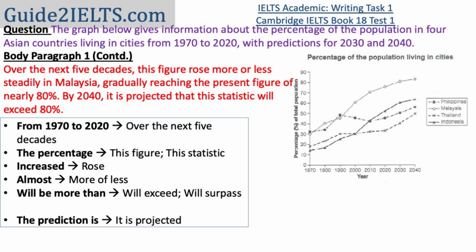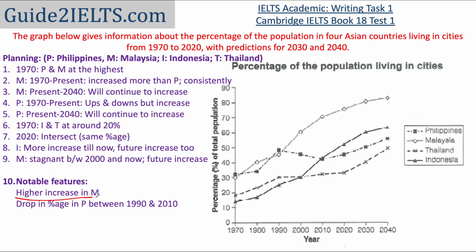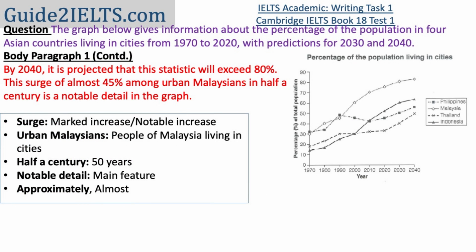Make a note of words such as figure and statistic. Instead of using synonyms of percentage, which do not work in this context, words like figure and statistic are better, and these can be used in any graph question of Writing Task 1 Academic. Also, if we look at the line of Malaysia here, we see that between 1970 and 1990, the increase is not as much as it is later, which is why I've used the phrase more or less steadily. One of the main features that I'd noticed when planning was that the increase in Malaysia is much higher as compared to all others. So this I'm going to mention here.